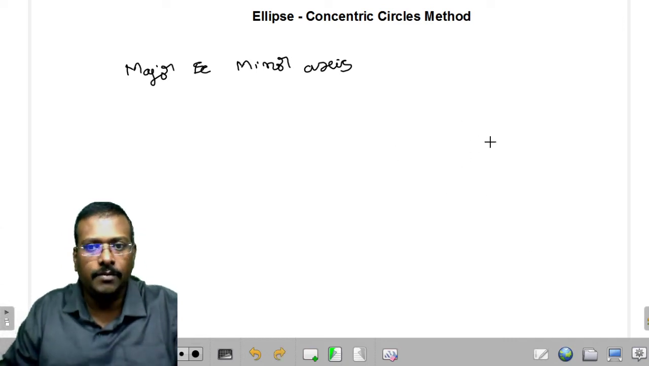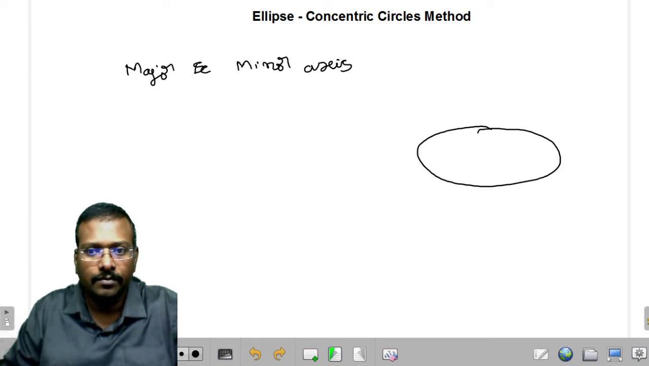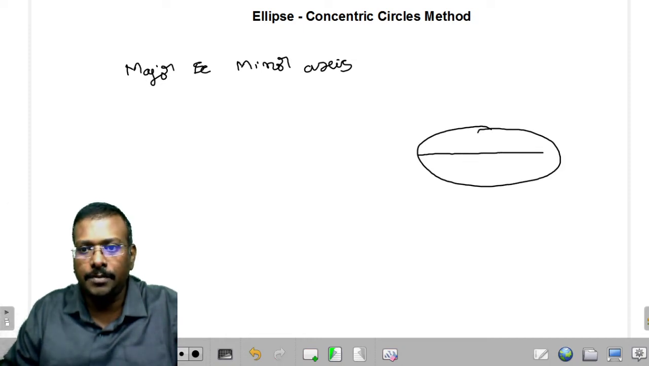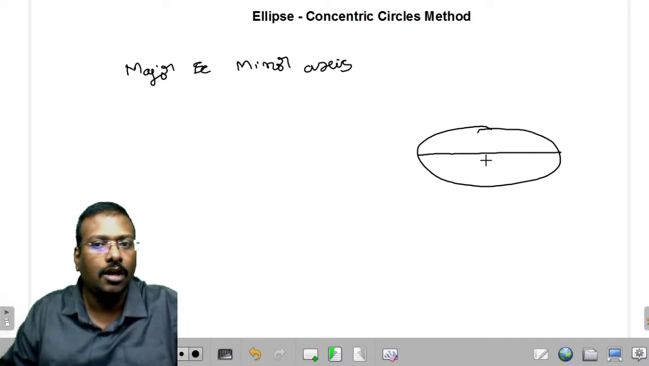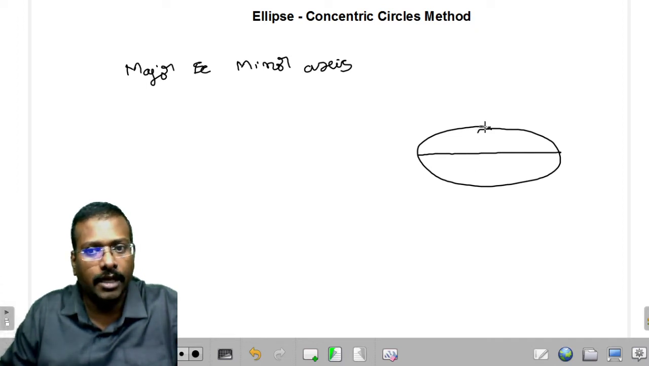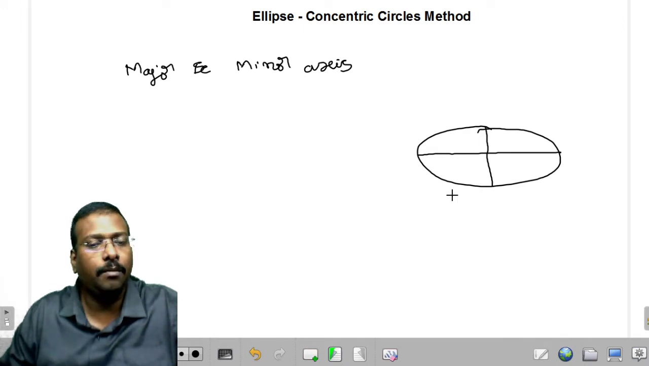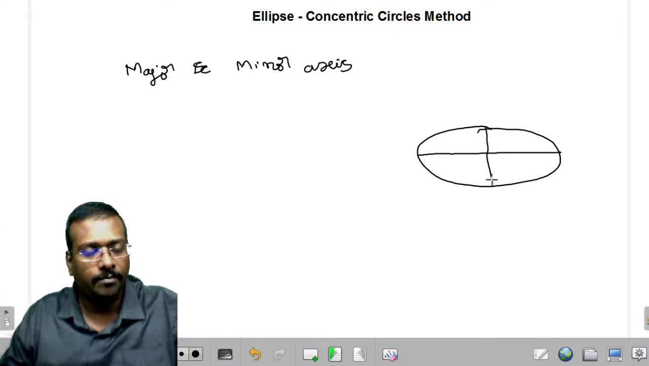If it is an ellipse, the largest auxiliary axis is called major axis. The least auxiliary axis is called minor axis. If these two values are given, how to construct an ellipse by using concentric circles method.